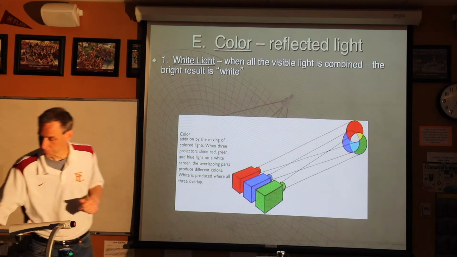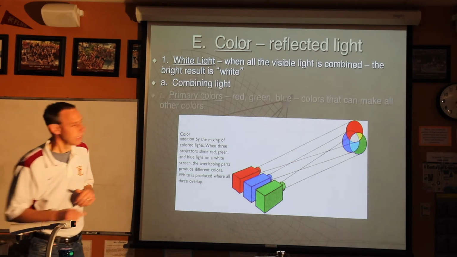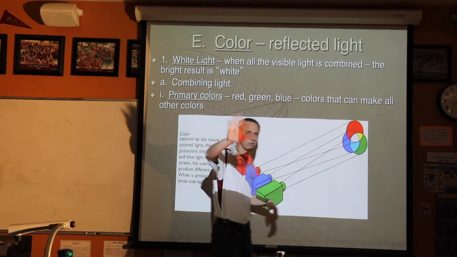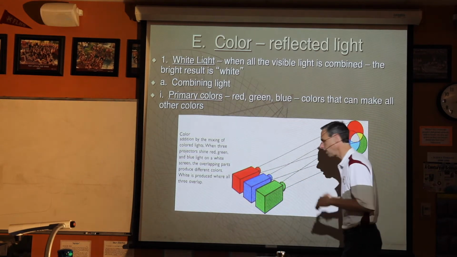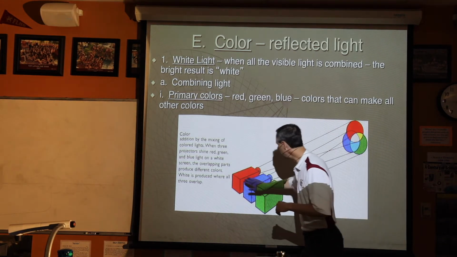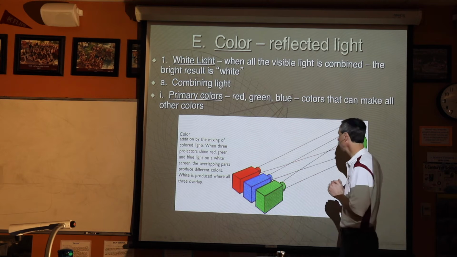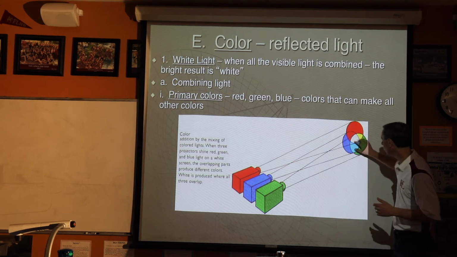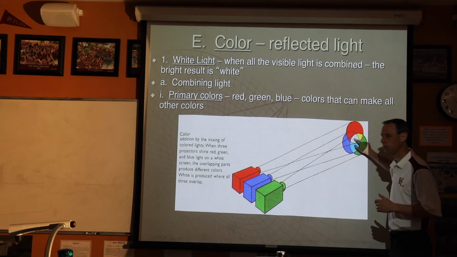And we're going to play that out here, and we're going to try to have that make sense. Let's first talk about just light. So don't even worry about pigment right now. Just light. If I have a red, a blue, and a green projector, or a flashlight, and I shine them all together, where they overlap will be white.